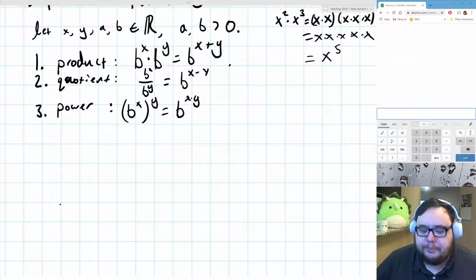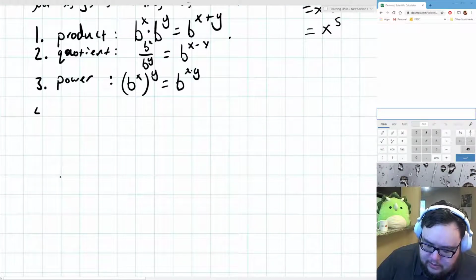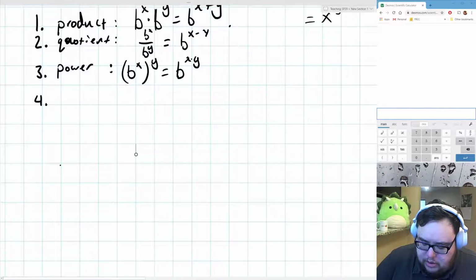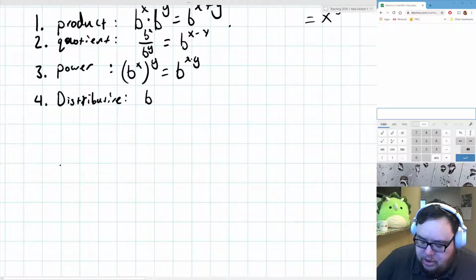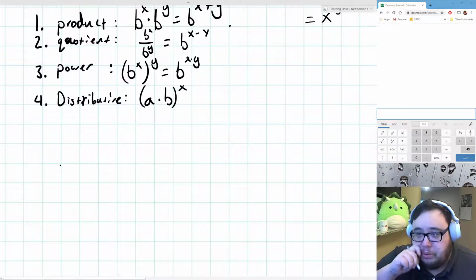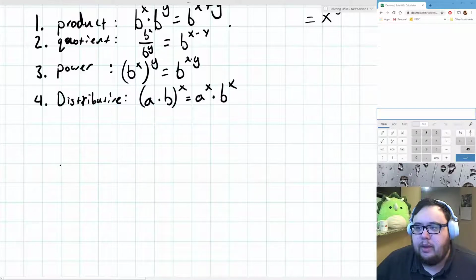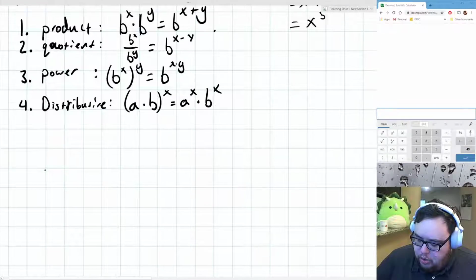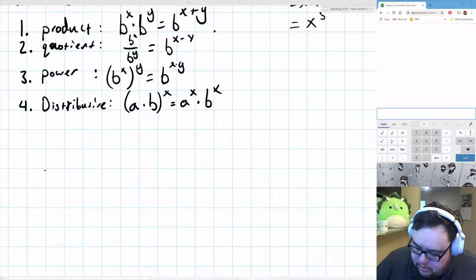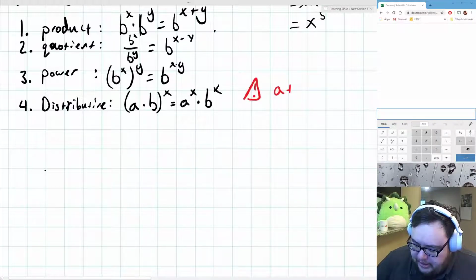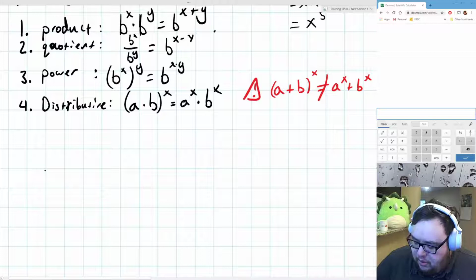So there's a couple of distribution properties. In particular, exponents do distribute over multiplication. a times b to the power of x is a to the x times b to the x. As a note, let's actually put this in red: a plus b to the power of x is not equal to a to the x plus b to the x. This is false.